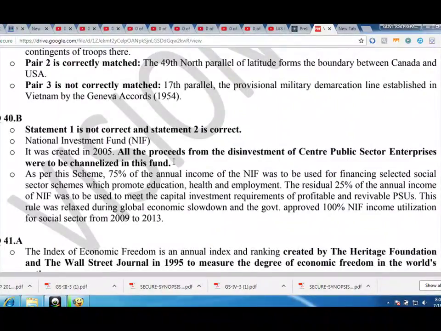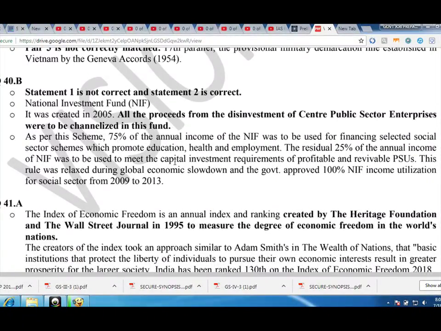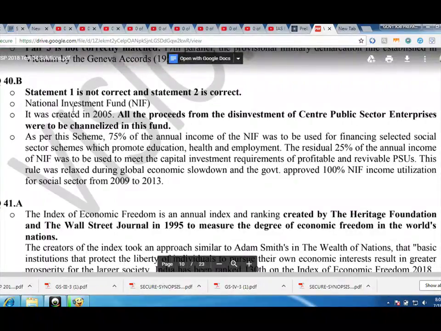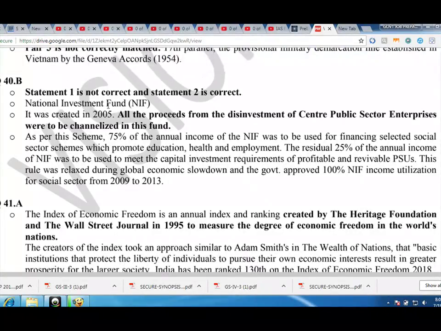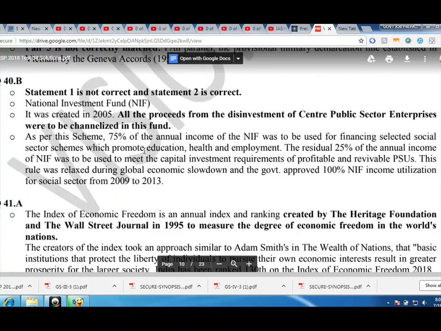Q40. Statement 1 is not correct and statement 2 is correct. National Investment Fund (NIF). It was created in 2005. All the proceeds from the disinvestment of central public sector enterprises were to be channelized in this fund.